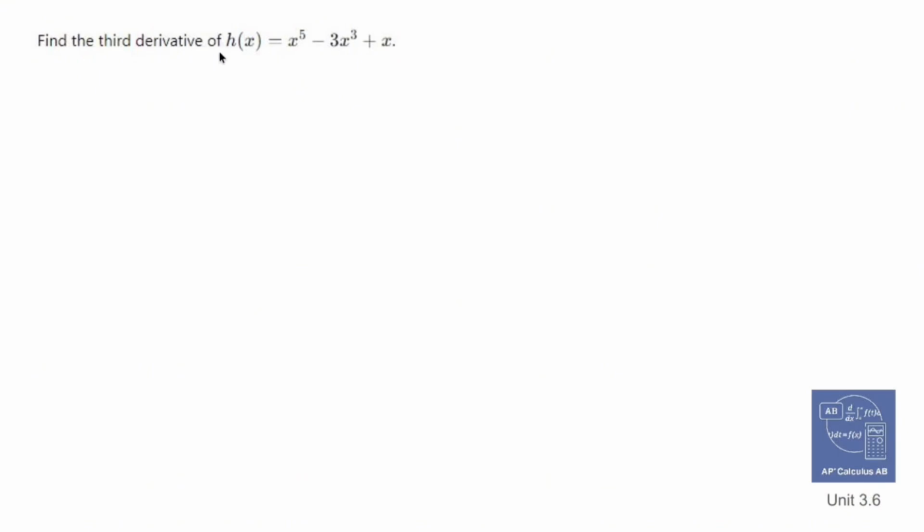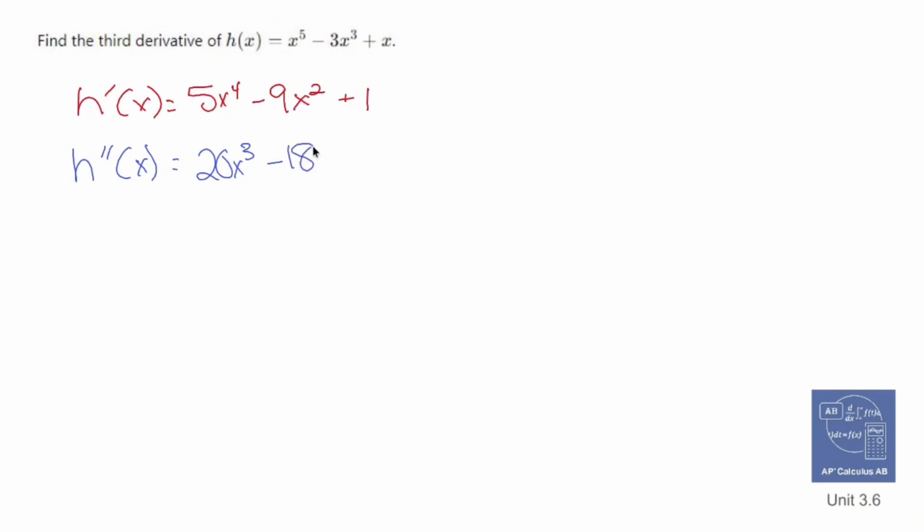Find the third derivative of h of x equals x to the 5th minus 3x cubed plus x. So power rule, power rule, power rule. The first derivative is going to be 5x to the 4th minus 9x squared plus 1. Okay? Power rule, power rule, power rule. The second derivative is going to be 20x to the 3rd minus 18x, you're gone.